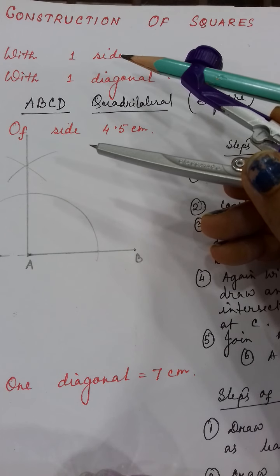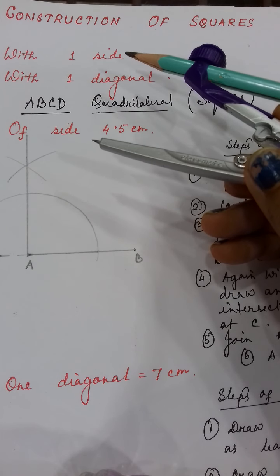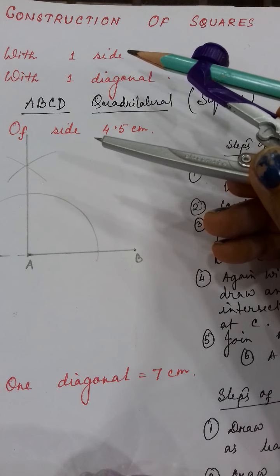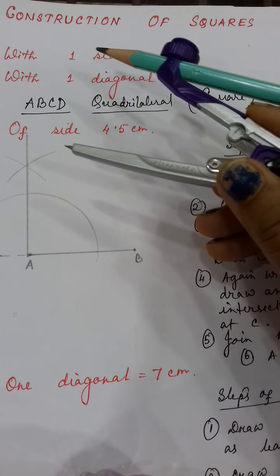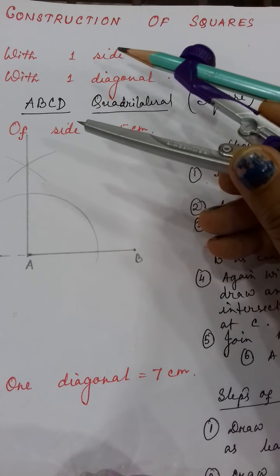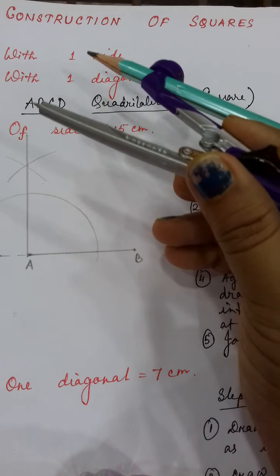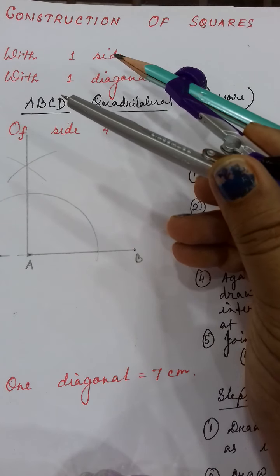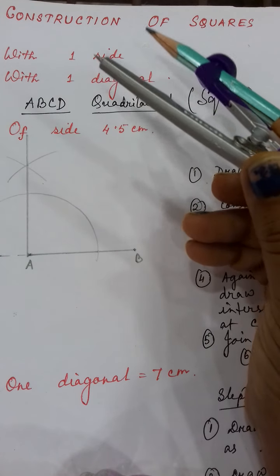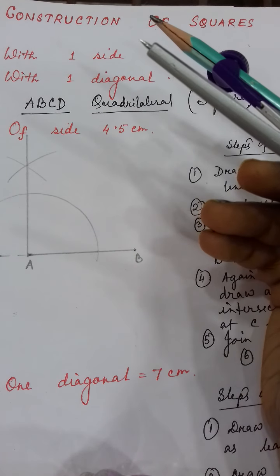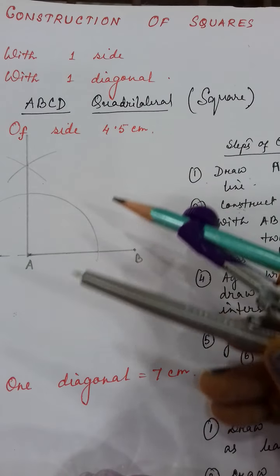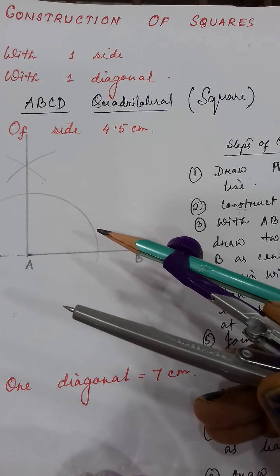Now you know the properties of squares. In squares all sides are equal. That's why when you construct a square with one side, whatever the measurement is for one side, it will be the same for all the four sides. Clear? So let's start first with side.